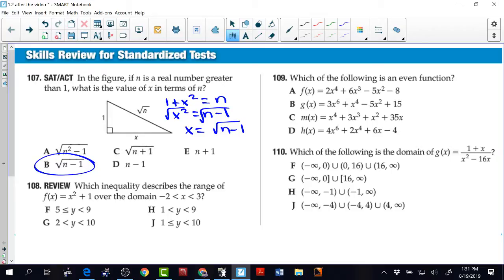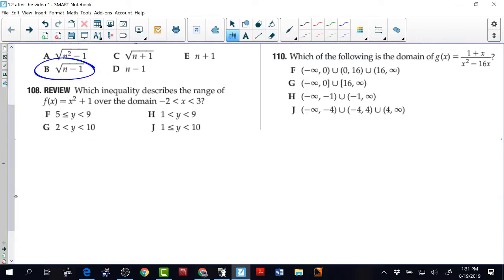Number 108, which inequality describes the range of this function? There might be several ways to do this. The one way I would do it is, it goes from -2 to 3. So if I plug in -2, we get 5. So up here at 5, we get this point. Plug in -1, we get 2. Plug in 0 and we get 1, so we're down here at 1.